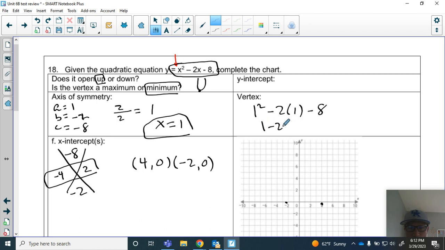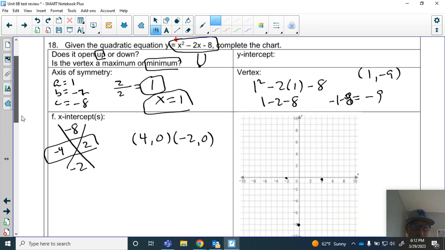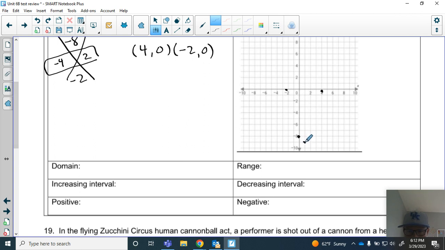That was 1 minus 2 minus 8. That's going to be a negative 9. 1 minus 2 is negative 1. Negative 1 minus 8 is negative 9. So our vertex is going to be 1 comma negative 9. I got the 1 from here, I plugged it in, I got negative 9. So 1, negative 9 is here. Sketch the graph.